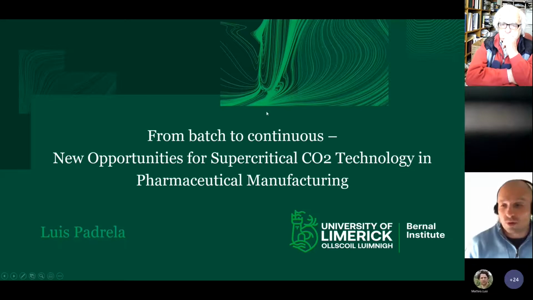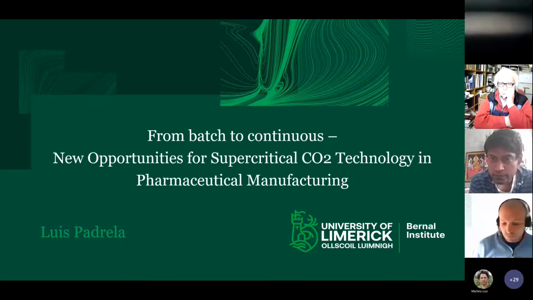So my talk is about converting conventional batch processes that use supercritical CO2 into continuous processes. Ideally, instead of scaling up high pressure reactors, we will be scaling down. So this is an approach that will potentially help to adopt supercritical CO2 technology in the pharma industry.